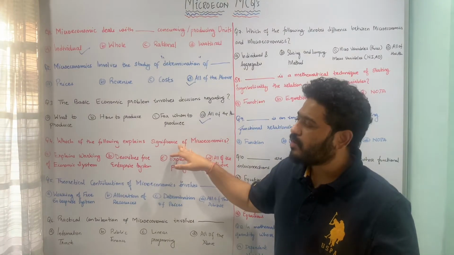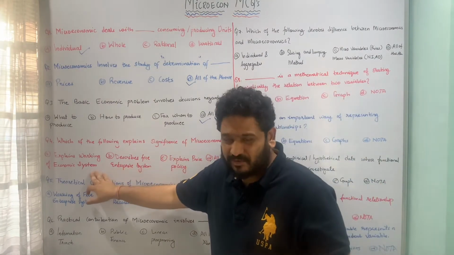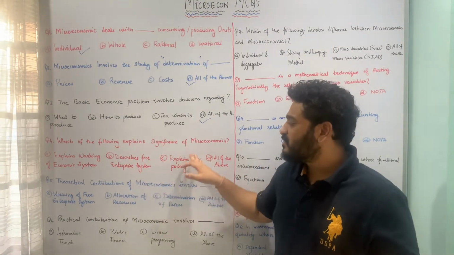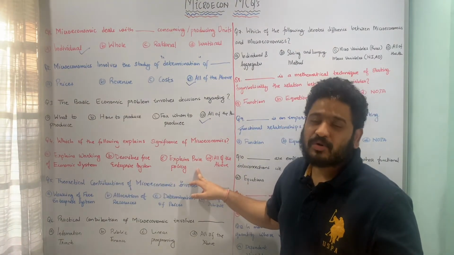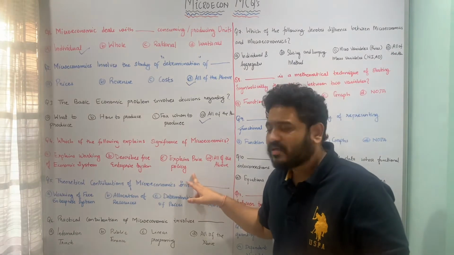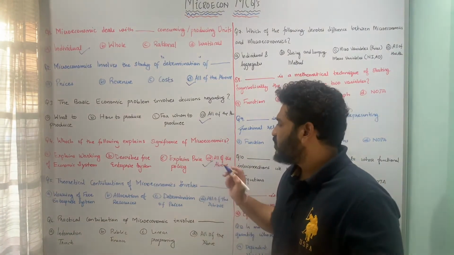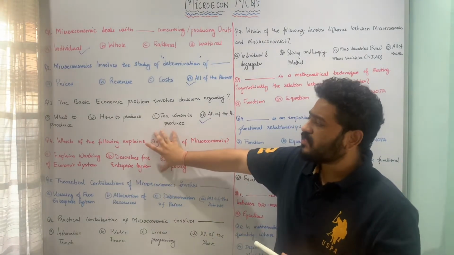So these are all in a sense significance of microeconomics. That means microeconomics helps us to explain the working of economic systems. It also helps us to describe free enterprise economy, as well as it helps in explanation of price policy formulation, and therefore option D, all of the above, is the correct answer to this particular question. I hope the question is pretty much clear.